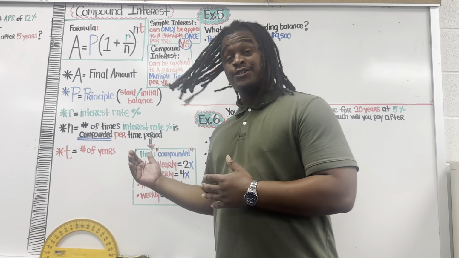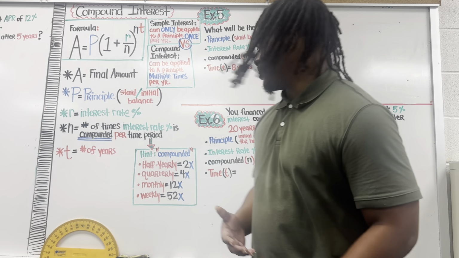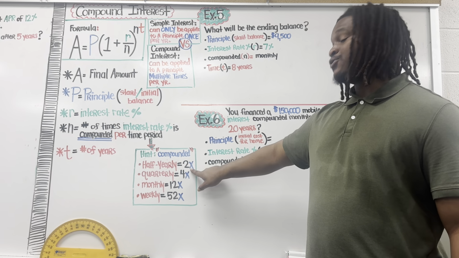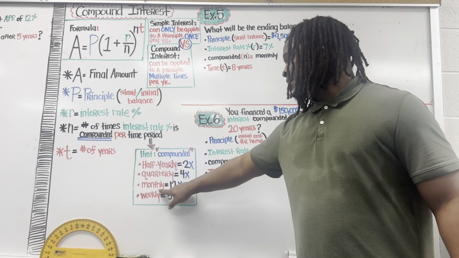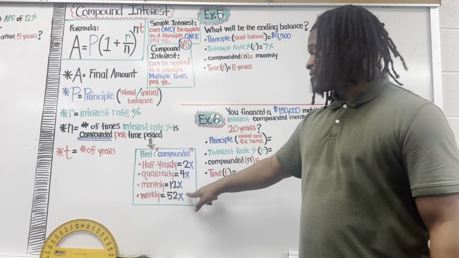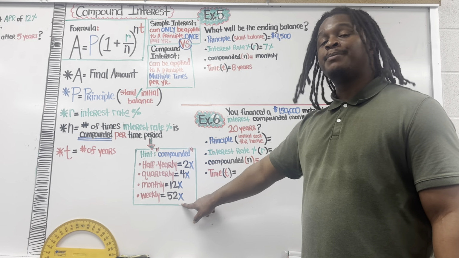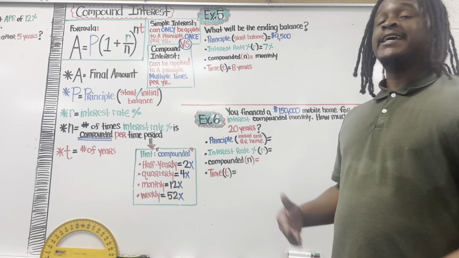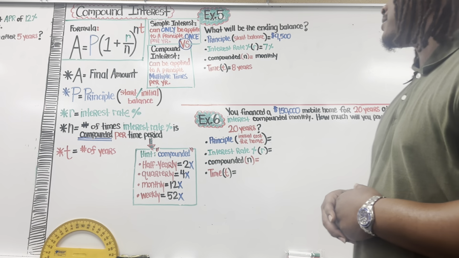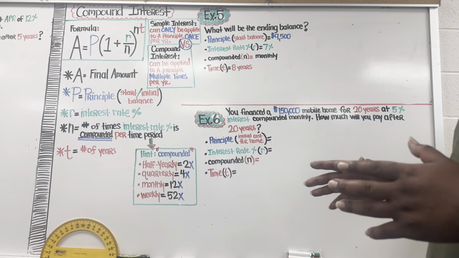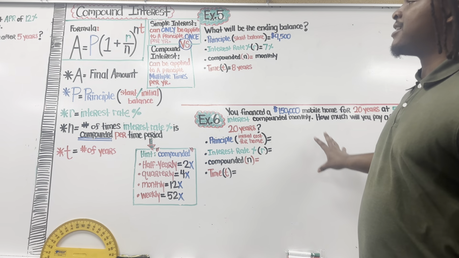But compound interest can be applied multiple times in a year, whether it's half yearly, meaning twice a year, quarterly, which is 4 times a year, monthly, which is 12 times a year, because there's 12 months. There's 52 weeks in a year, so if it's compounded weekly, it'll get compounded 52 times. So it just keeps stacking and stacking within that year period. That's just a recap. Now let's go over example 5 and example 6.